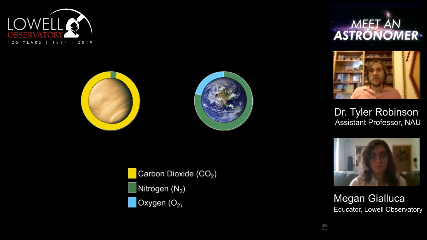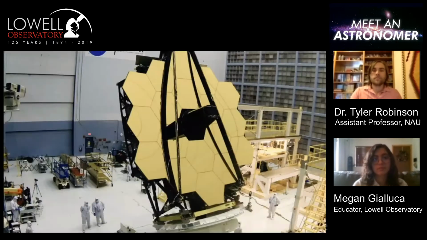And so it's the difference in atmospheric compositions for these worlds that tells you that one is a habitable planet and one is not a habitable planet.